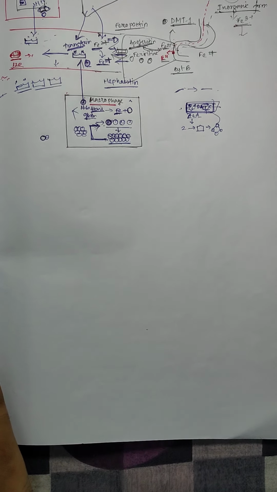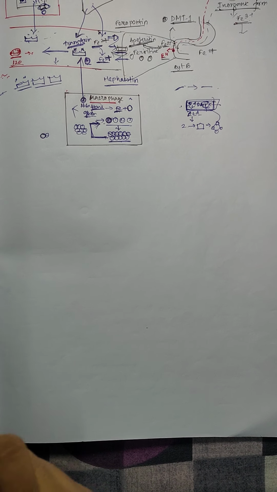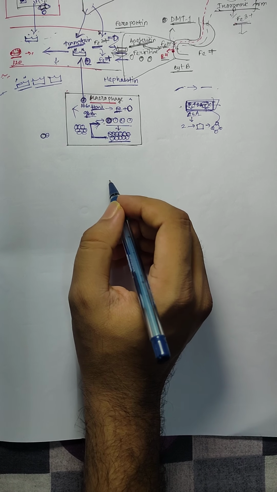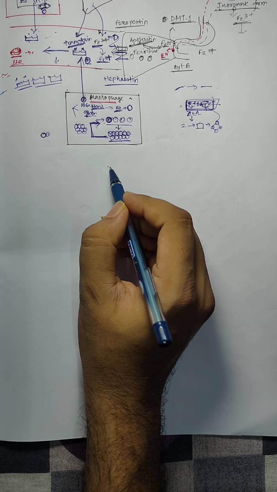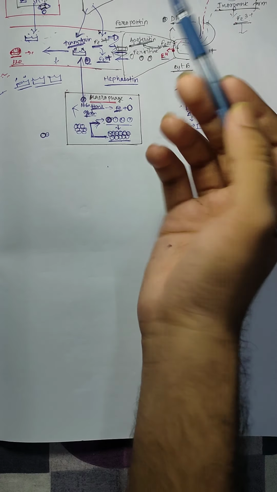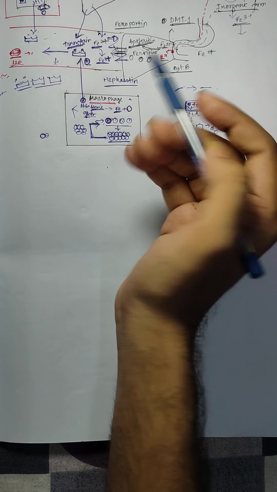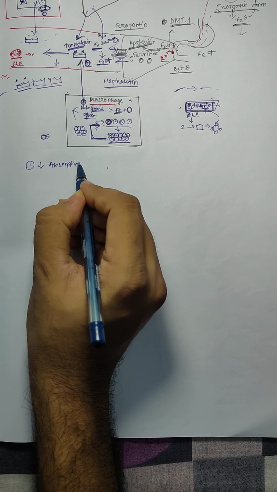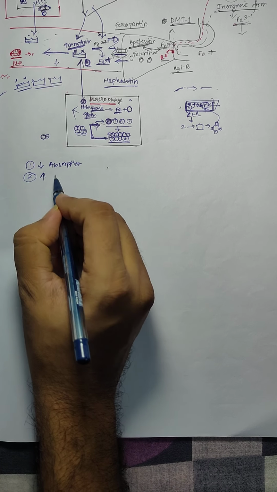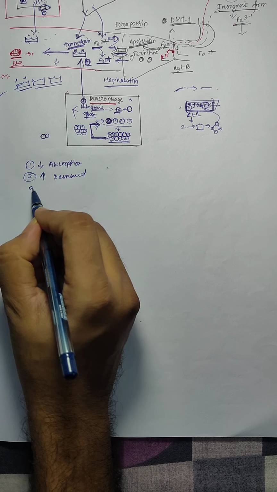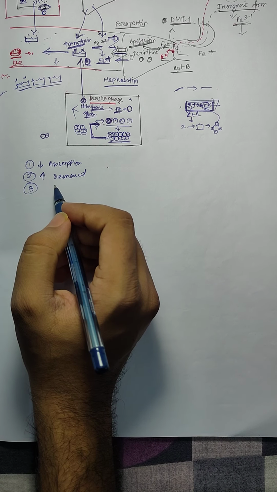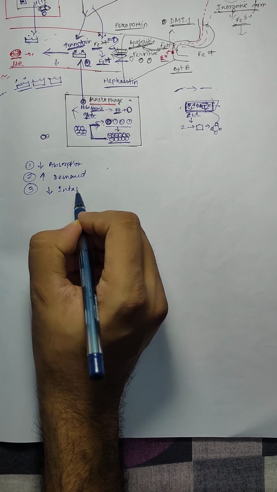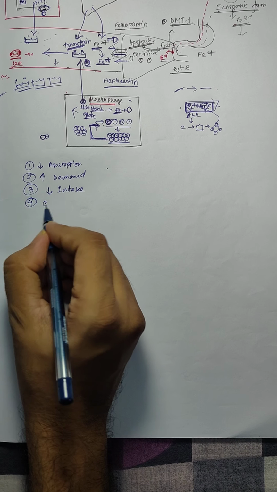Now I'm coming to iron deficiency anemia. In iron deficiency anemia, what are the causes? Causes can be, first, a decrease in absorption. There can be an increase in demand. There can be decreased intake, I mean a dietary cause. And the fourth reason is chronic blood loss.